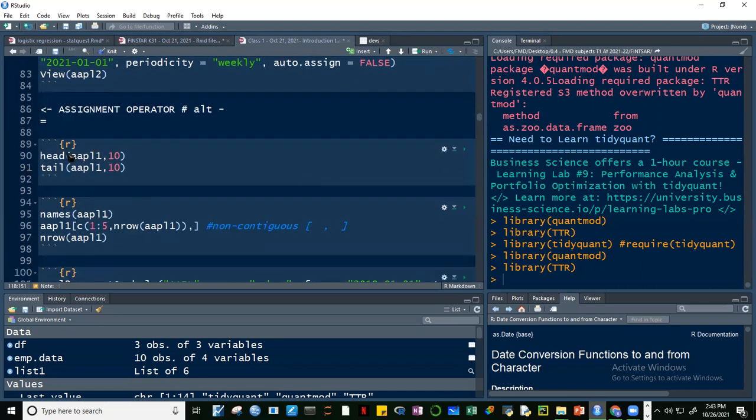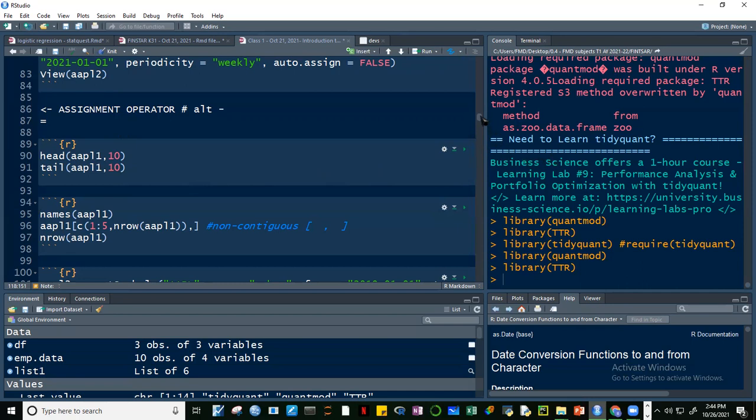And we learned last time to use the head and the tail functions, where head gives us the first elements of our object. If we don't specify a number here, then it will be the first 6 elements, and tail gives us the last 6 elements, unless we specify the number of elements we want to see.